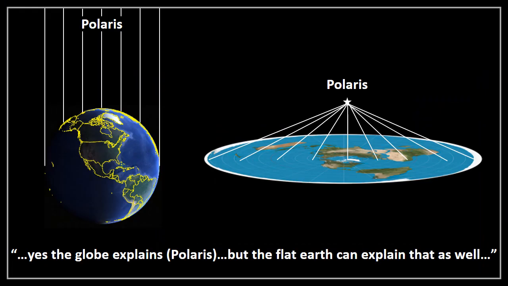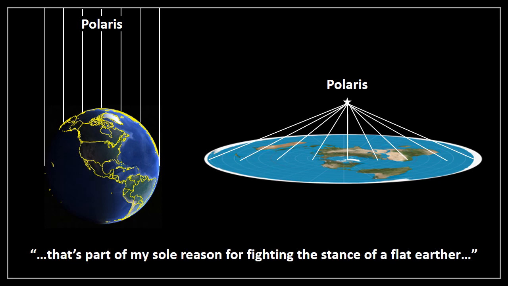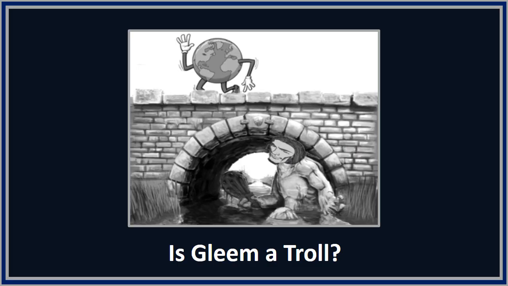Now, first of all, I really don't understand how we could say that, yes, the globe explains Polaris, but the flat Earth can explain that as well. I mean, these models are completely different from each other. And then he goes on to say that's part of my sole reason for fighting the stance of a flat earther. Well, this makes you wonder, is he really just a troll?